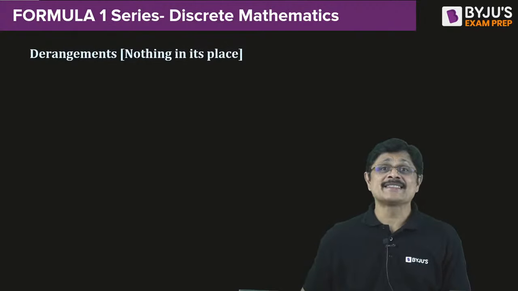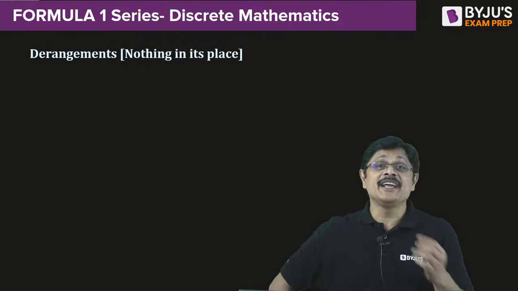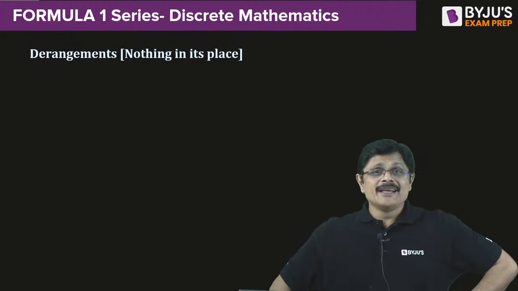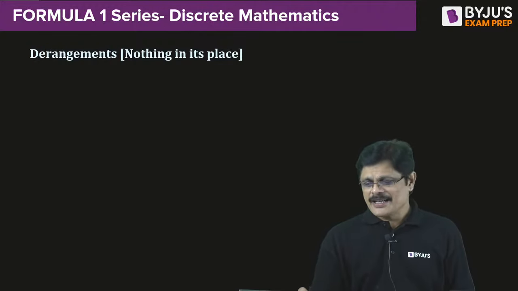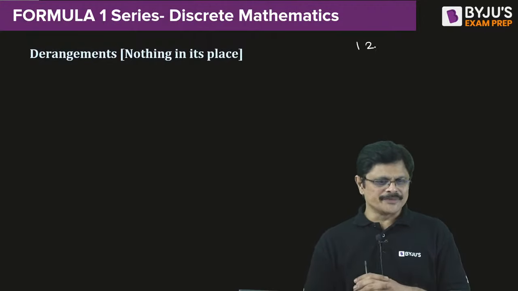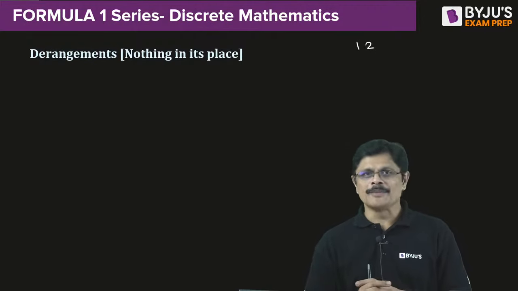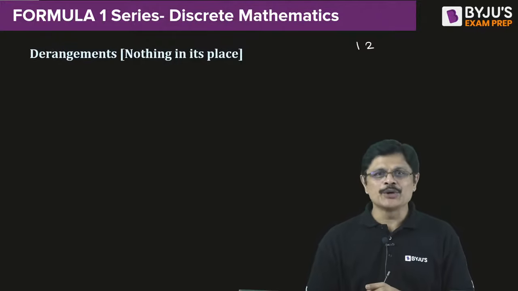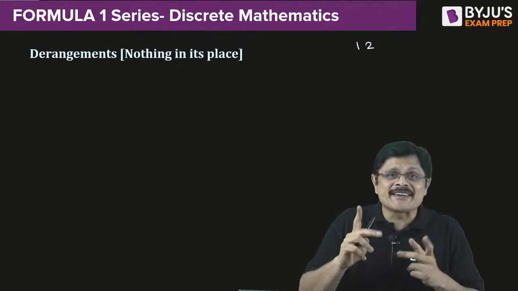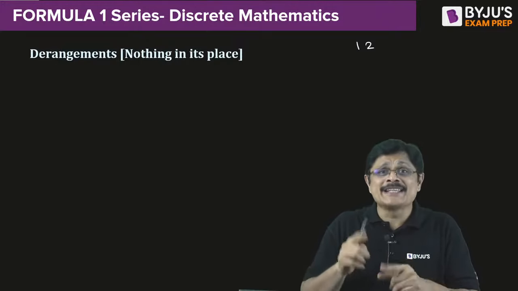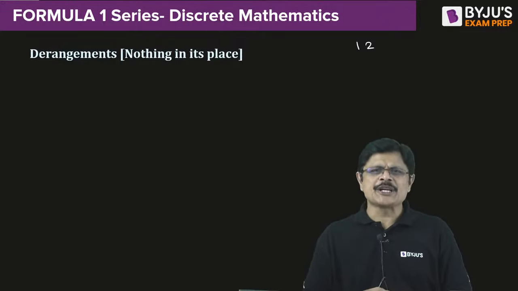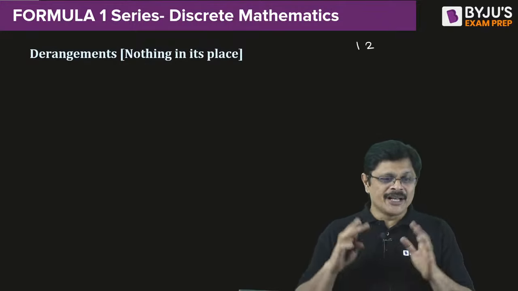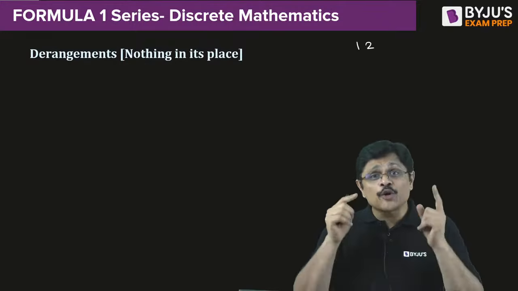And the next one is nothing in its place: the derangement problem. What is it? See, the idea here is, suppose I am having numbers 1 and 2. I want to arrange this 1, 2 in such a way that no fellow is in its correct position. Correct position means 1's correct position is the first position, 2's correct position is the second position. Now what is it that I want? No fellow should be in its correct position.